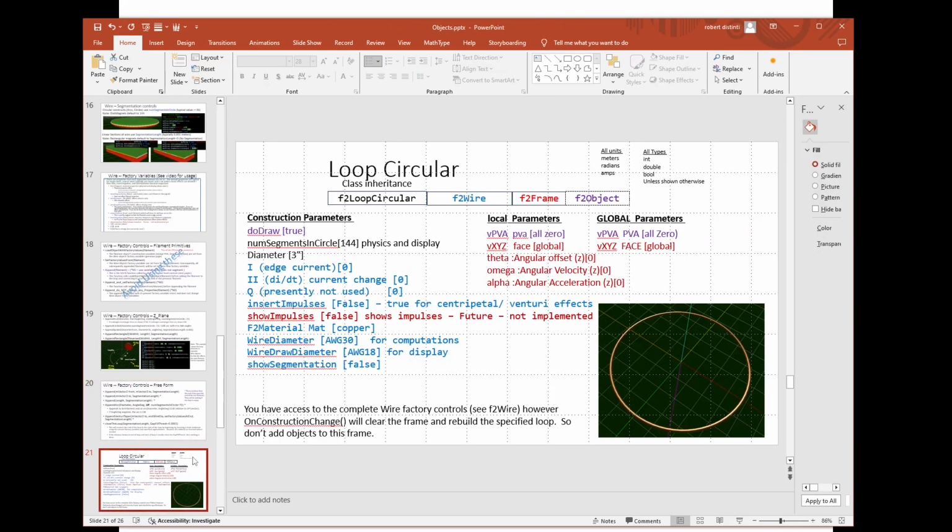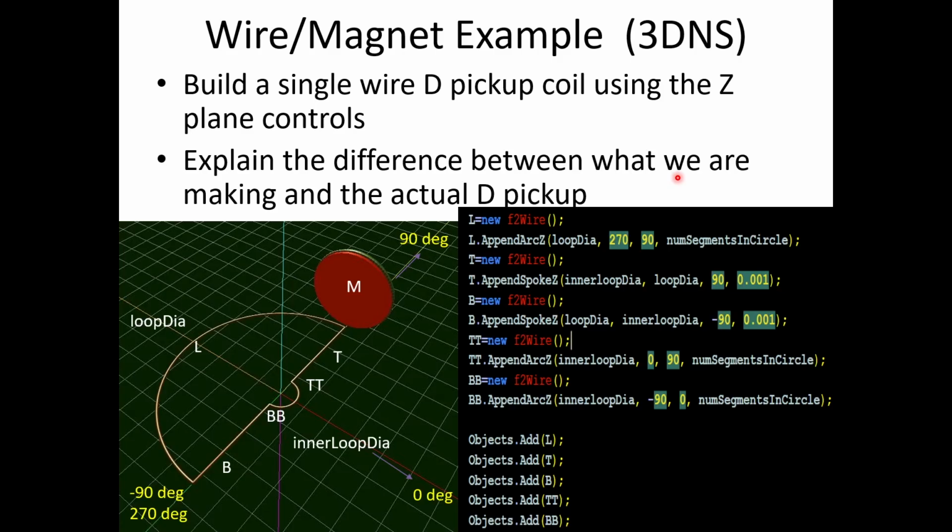Let's go on now to the example that we're going to do. We're going to build a D-wire pickup and put a magnet in there, but we're going to put the magnet in the Paradox 4 configuration. This is the Paradox 3 configuration. In Paradox 4, the magnet will be aligned along this direction here instead of this direction. So let's go to that example now.